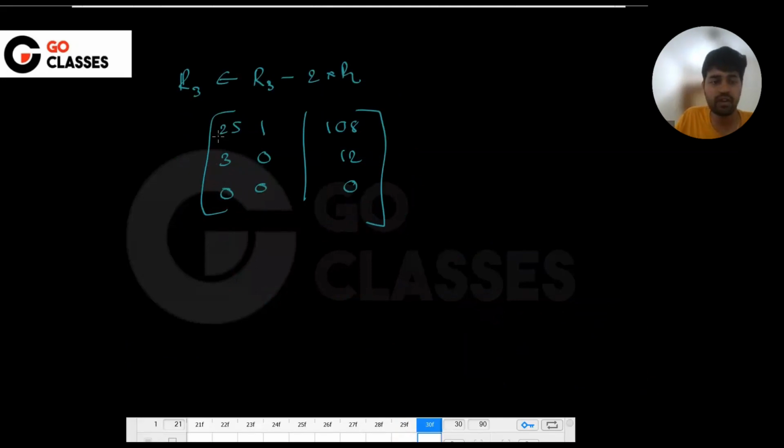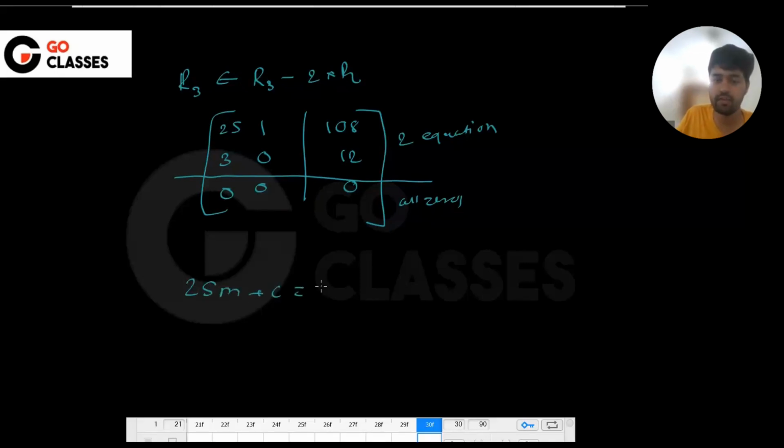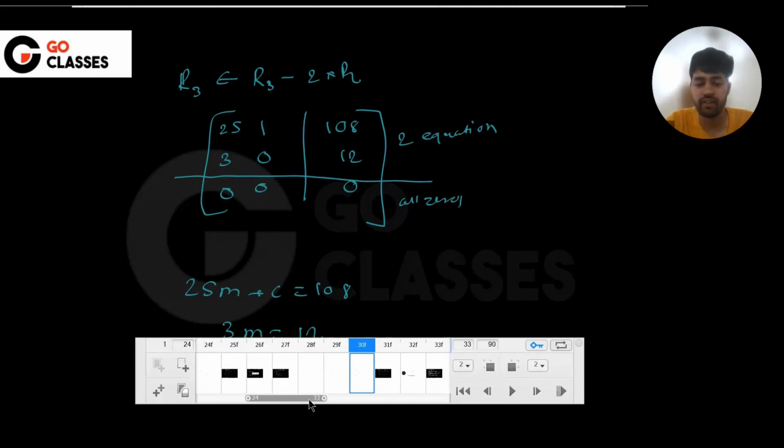And then you can use this 3 to 0 out this and all, so on and so forth, that you can do. So if you see here, last row we are getting all zeros, and ultimately we are just left with 2 equations which we can easily solve. So everything works out good, right? So the final equations that we'll have is 25m plus c is equal to 108, and 3m is equal to 12. This we can directly solve. Yeah. So even adding a third point did not affect us that much, right?